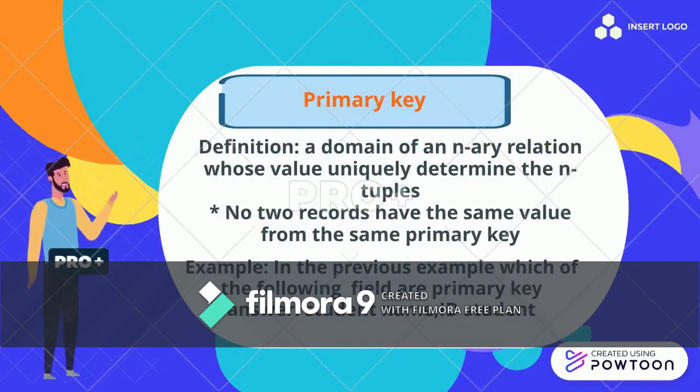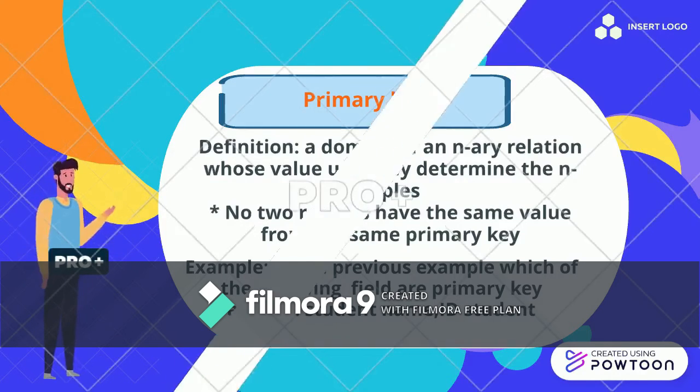Primary key. A domain of an n-ary relation whose value uniquely determines the n-tuple. No two records have the same value for the same primary key. For example, in the previous example, which of the following fields are the primary key? Yeah, the answer is student name and ID number.